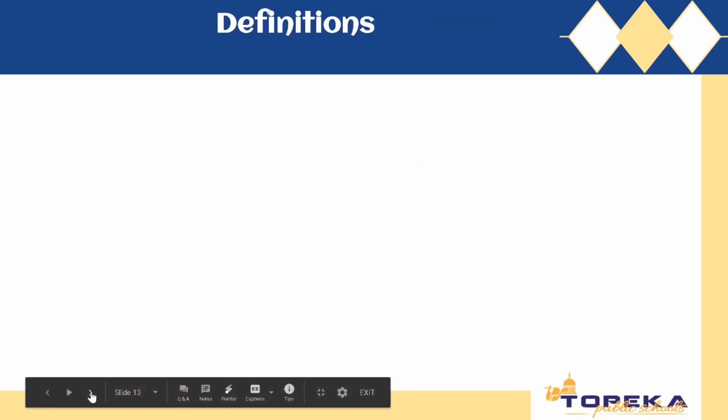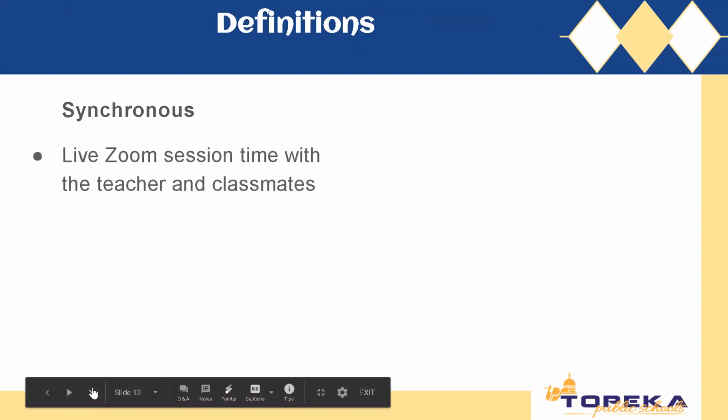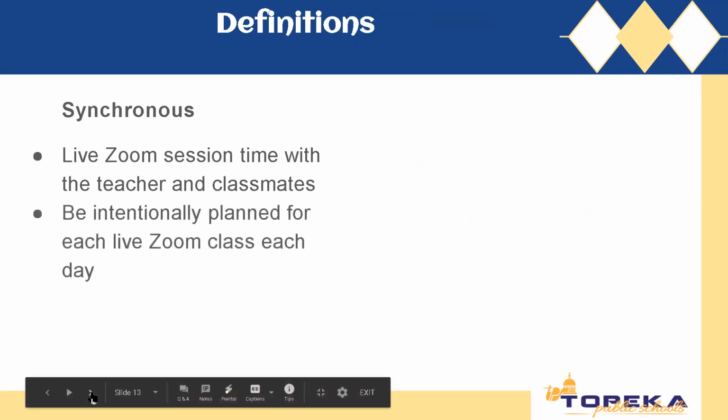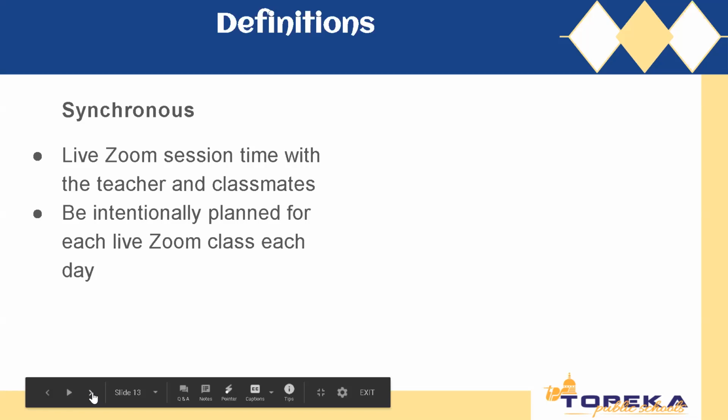So we have used the words synchronous and asynchronous. Let's review and make sure that we are all understanding the definitions. First of all, synchronous learning is learning that's in a live Zoom session. That's when you are with your student and with their classmates, and you are learning together. And again, you want to be intentionally planned because 30 minutes will go by very quickly.